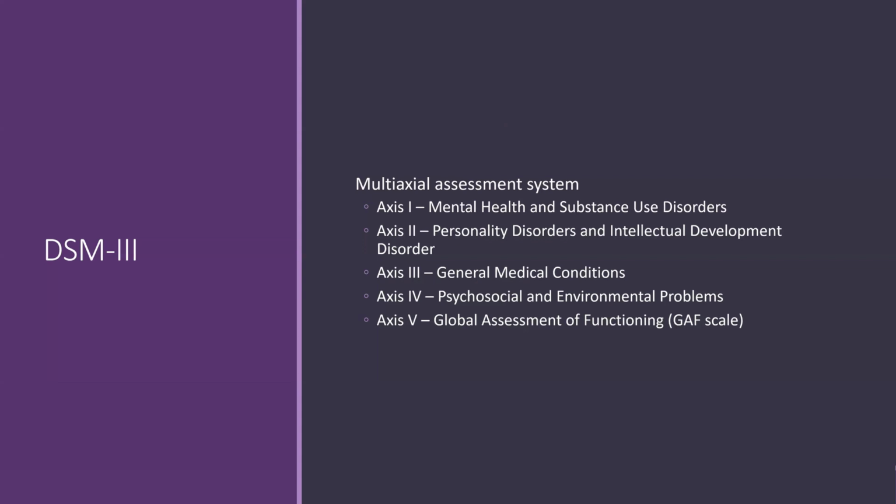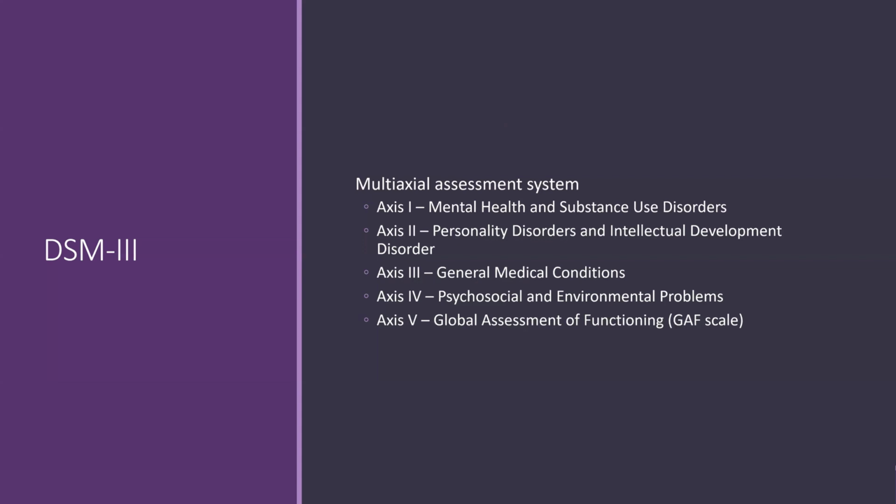Axis 3 included general medical conditions, so this might include sleep or sexual dysfunction. Axis 4 included psychosocial and environmental problems. So this is where a clinician could indicate things such as housing instability or the experience of abuse.